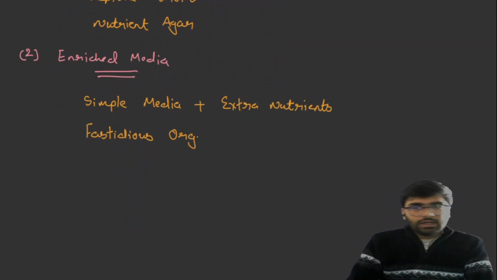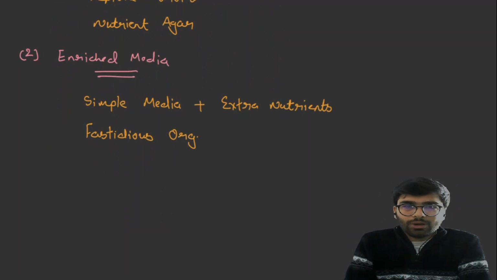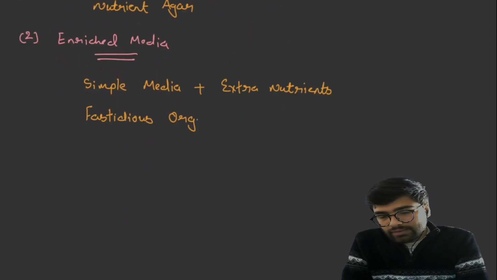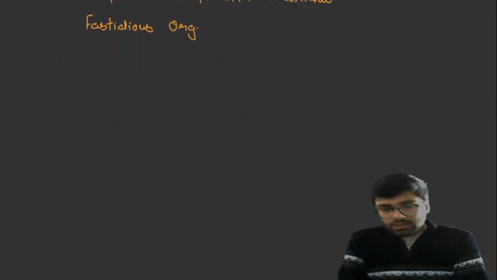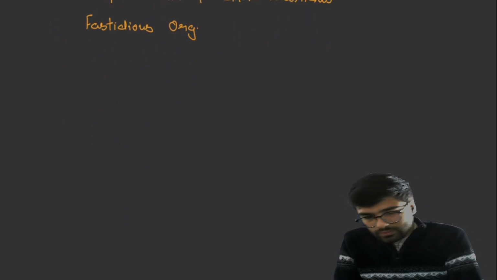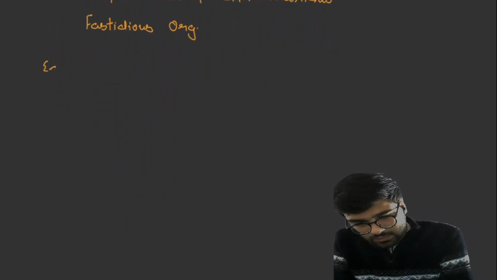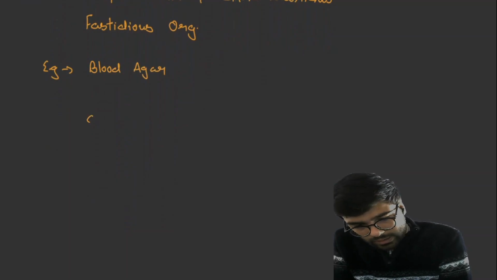Now, if I talk about the examples of enriched media, then we have blood agar, chocolate agar, LJ media. You can remember any two. Now, let me write the examples first. So we have blood agar, we have chocolate agar, we have LJ media.